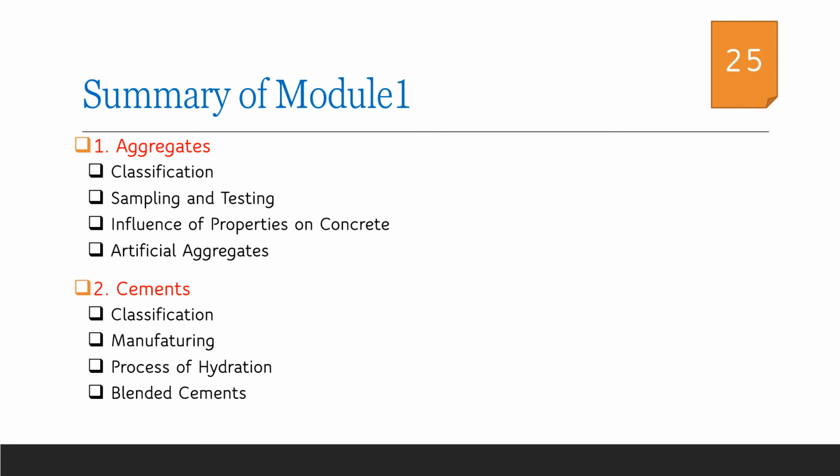We have been discussing Module 1 of Advanced Concrete Technology. Here we have discussed aggregates and cements. In aggregates, we have discussed the classification, sampling and testing, influence of properties of aggregates on the properties of concrete, and artificial aggregates. Then in cements, we have discussed classification, manufacturing procedure, process of hydration, and blended cements. That's all about Module 1 of Advanced Concrete Technology. Thank you.